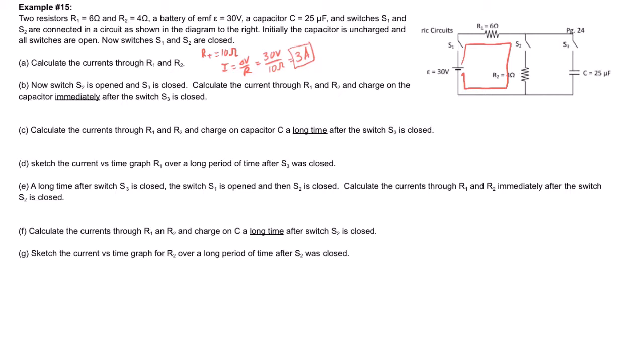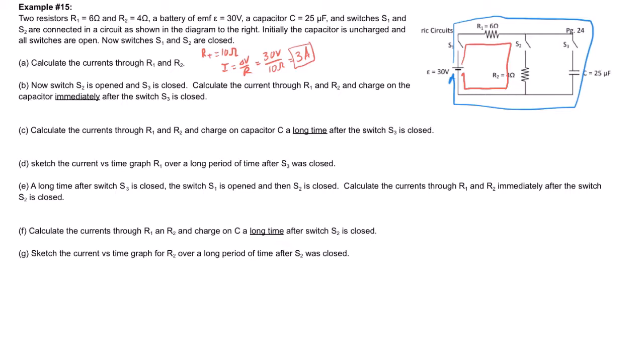Okay. Now, in part B, it says switch 2 is opened. So now switch 1 is closed, and it says switch 3 is closed. So now, instead of the current going through the middle, the current is now going to go all the way around the outside. So it's going to go around like this. All right, because 2 is open, 3 is closed. Calculate the current through R1 and R2 and the charge on the capacitor immediately after the switch is closed.